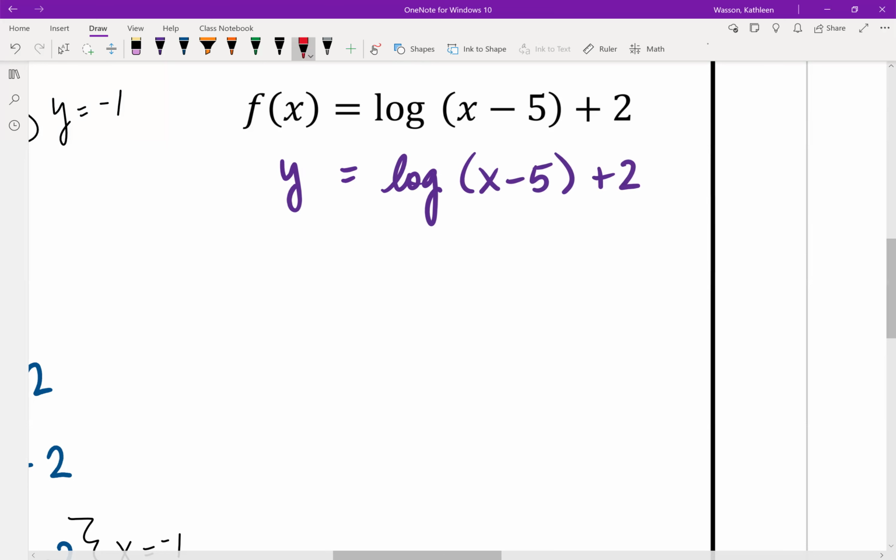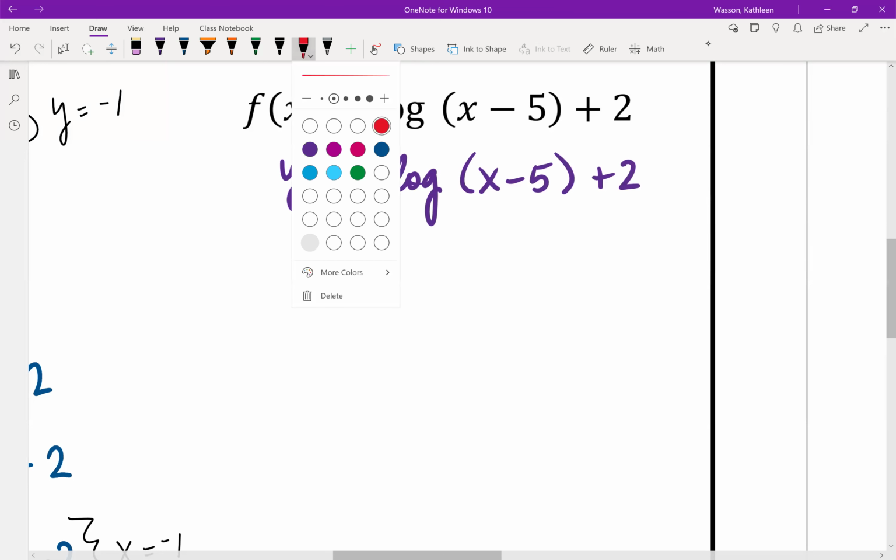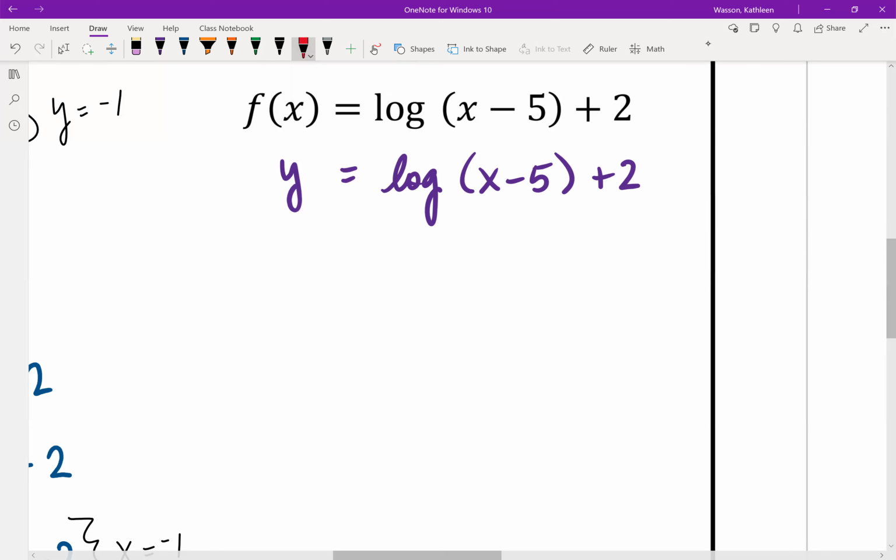So I have x equals... I'm getting a delay here. Put the x where the y is, put the y where the x is. X is log of y minus 5 plus 2. That looks crazy. We good with that? And solve for y. I need to isolate my log.